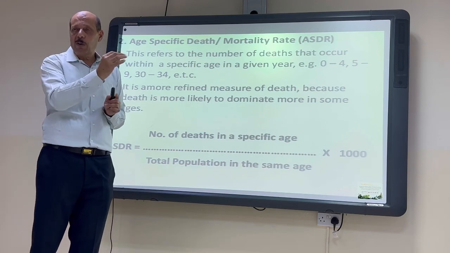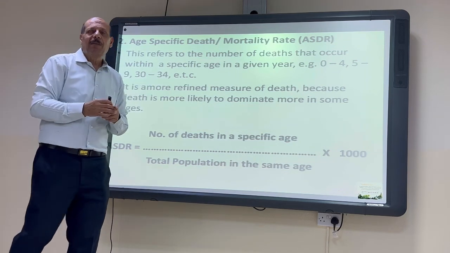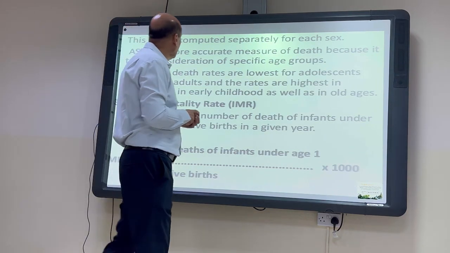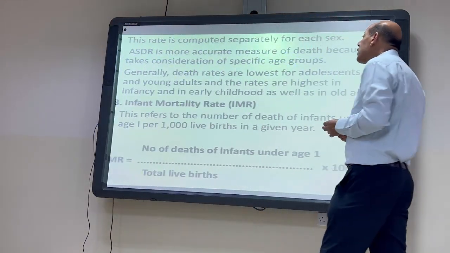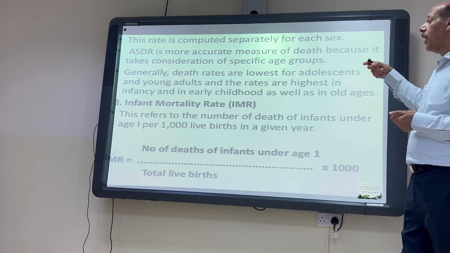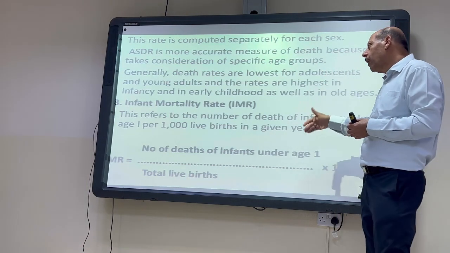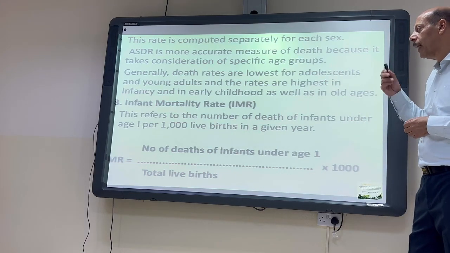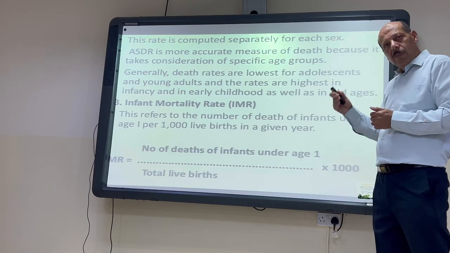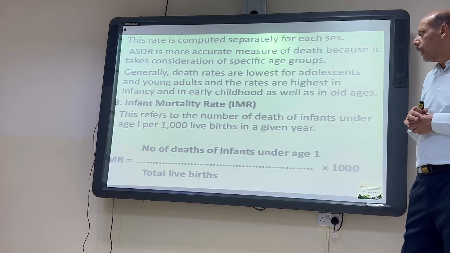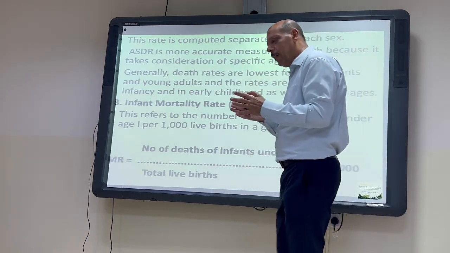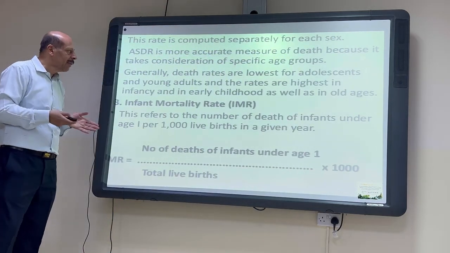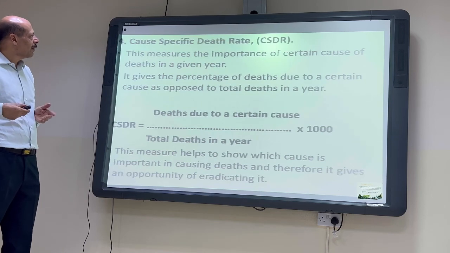It is specific for this part. This rate is computed separately for each sex sometimes. So we have infant mortality rate, and also it might be the women mortality rate, or the men mortality rate. It depends, it might be due to age and due to sex.